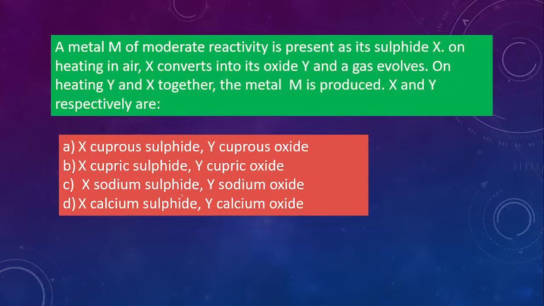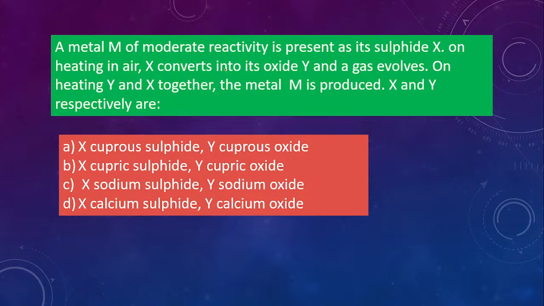Next one. Now this is going to be a little bit trickier one. A metal M of moderate reactivity is present as its sulfide X. On heating in air, X converts into its oxide Y, and a gas evolves.